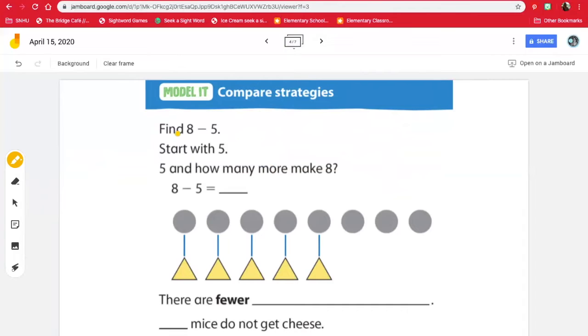So we need to find 8 take away 5. So we're going to start with 5. 5 and how many more make 8? Well, if we have 5, we know 3 more make 8. And if we have 8 take away 5, when we start with 5 in our calculators and count on to 8, 5, 6, 7, 8, we have 3.